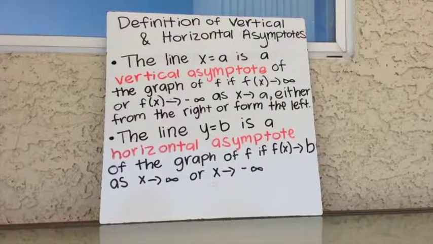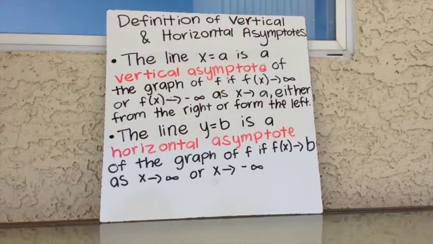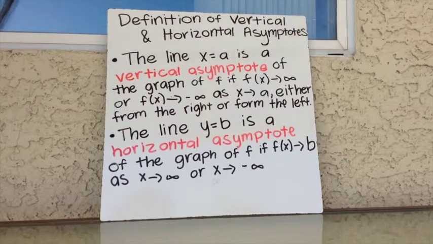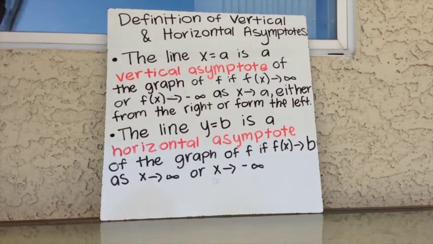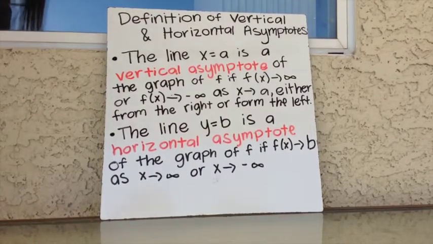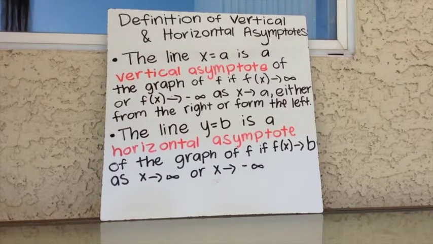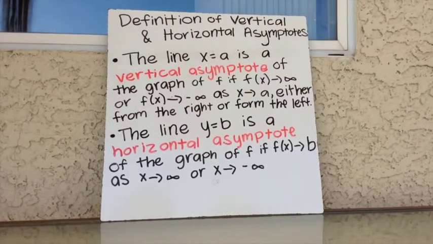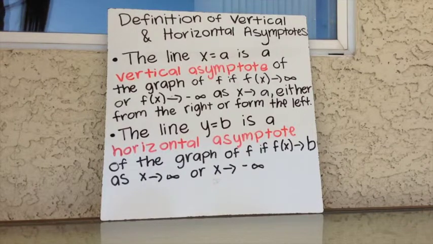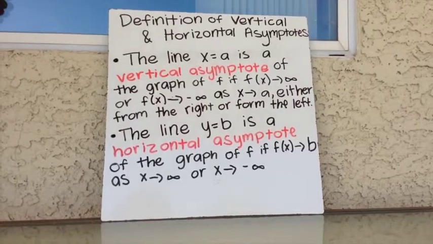So the definition of vertical and horizontal asymptotes is that the line x equals a is a vertical asymptote of the graph of f if f of x is infinity, or f of x is negative infinity, as x goes to a either from the right or from the left. The line y equals b is a horizontal asymptote of the graph of f if f of x goes to b as x goes to infinity or x goes to negative infinity.